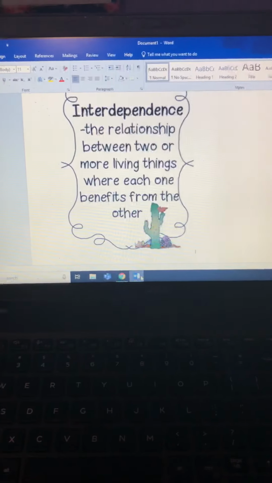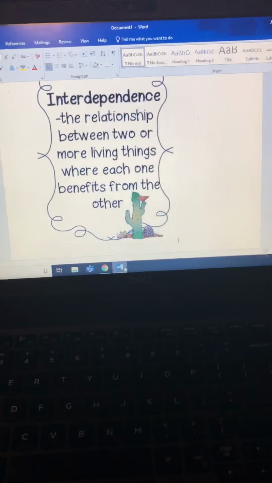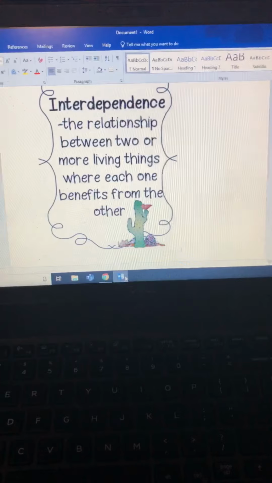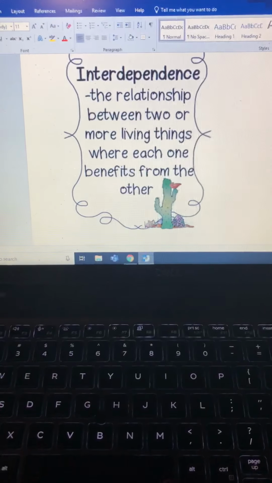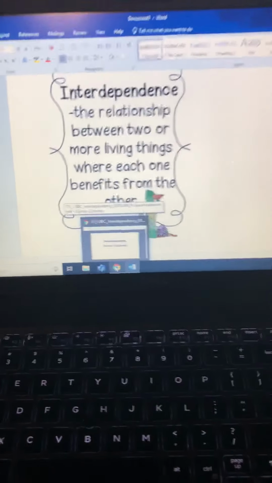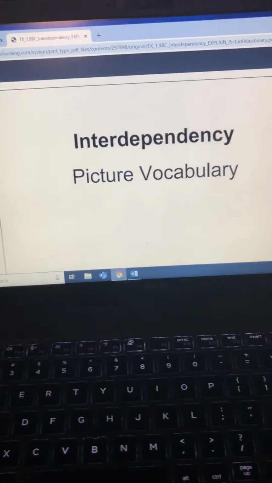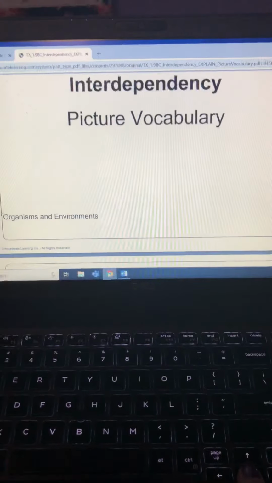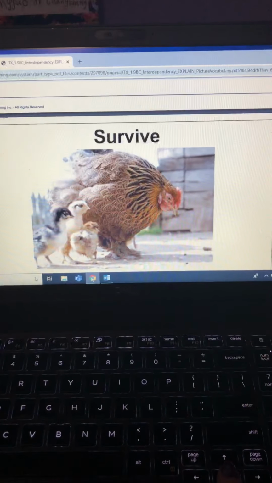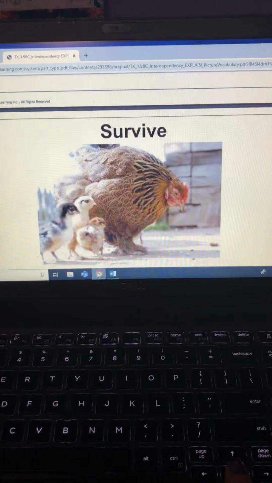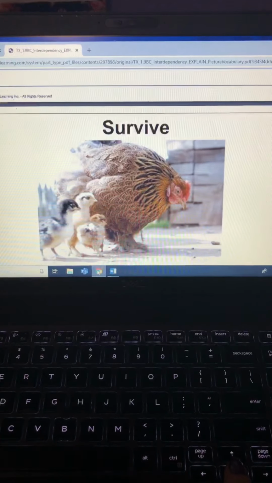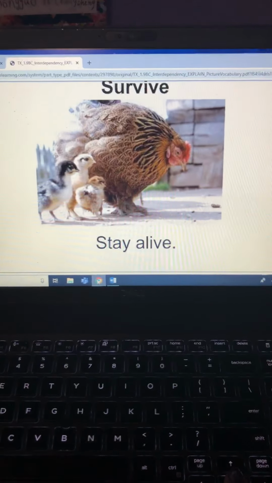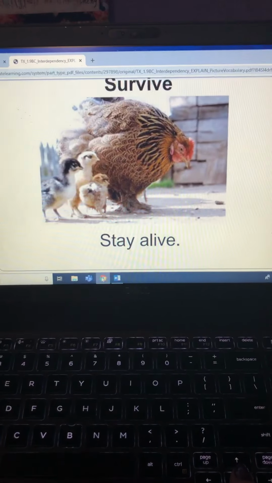Today we're just going to go over vocabulary words, and then I am going to show you an example for your day 2 work in science. Okay, so let's start. Let me see on our vocabulary. All right, and excuse me, I have to use my mouse here. All right, so our first one is survive. Say that with me. Survive. And that simply means to stay alive, right?